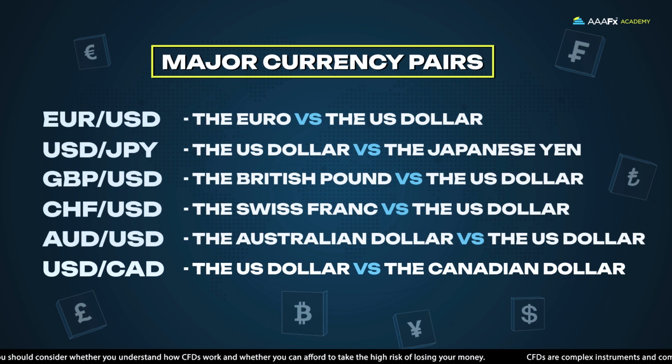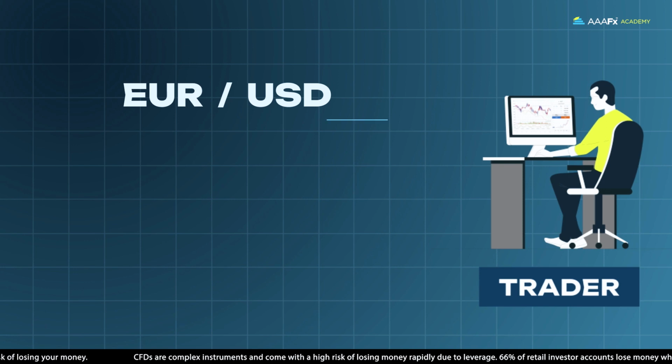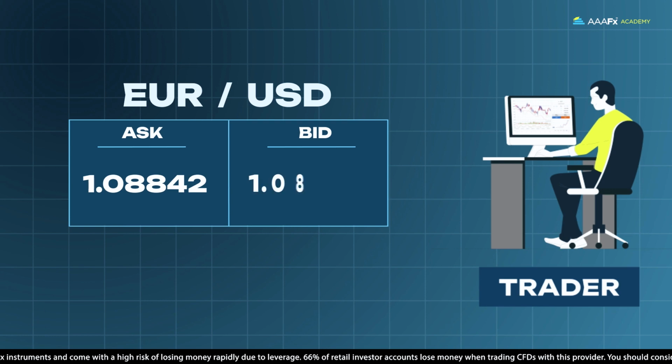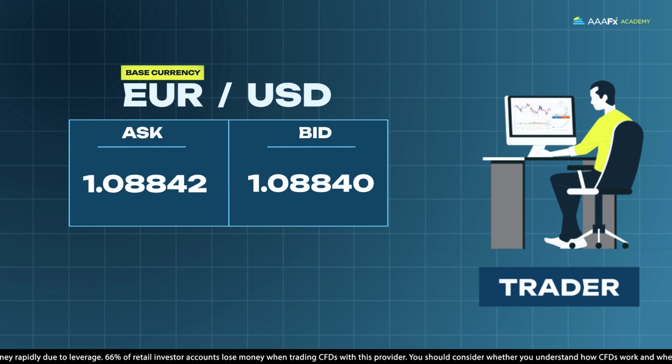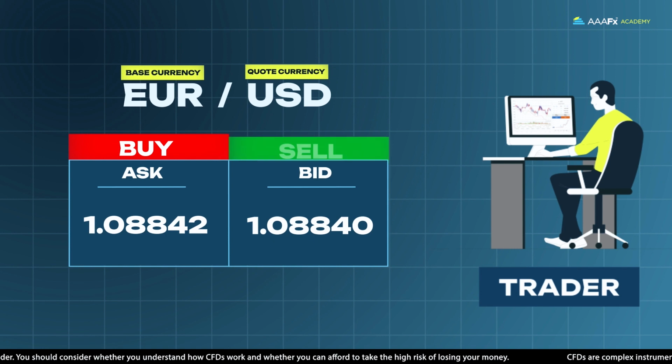Among these giants, there's one that stands out as the most liquid and widely traded: the euro versus the US dollar. But what does that mean? Imagine the euro versus the US dollar with ask and bid quotes at 1.08842 and 1.08840 respectively. In this case, the euro is the base currency and the US dollar is the quote currency. This means that you can buy the currency pair for 1.08842 US dollars and sell it for 1.08840 US dollars. That's how these pairs work, and the prices move constantly.